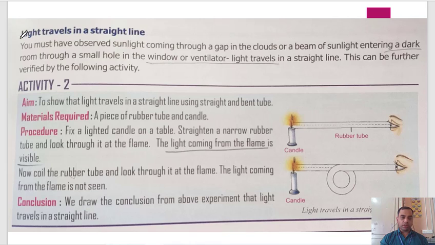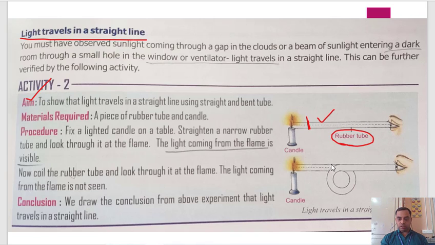Okay, so the first one, light travels in a straight line. As I was talking about the experiment, this is the activity. This is a candle. Now you take a rubber tube. You can take any tube, not necessarily made of rubber, and do not touch it, because if you are taking a conductor one, then it might hurt your eye. Take a little gap from here. Now try to look at this flame through your eye. You'll be able to see it if this is a straight one.